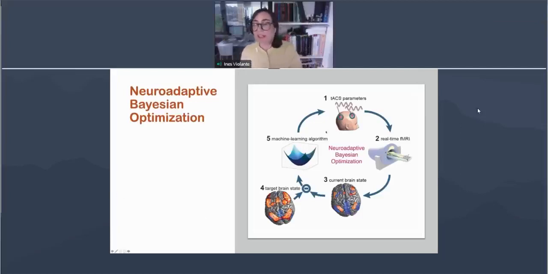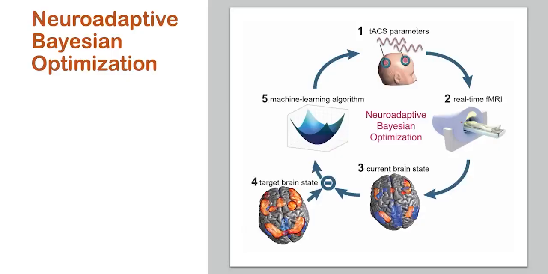So in this cartoon, the general idea is that you have a participant with a stimulator in the scanner. We're collecting real-time fMRI data, and this gives us an idea of how a particular area or networks or the whole brain is responding to a set of parameters. We have an idea of what will be our target brain state, what we want to optimize for. And this can be, I want to see an increase in connectivity between particular areas of the brain. I want to see an increase in activity.